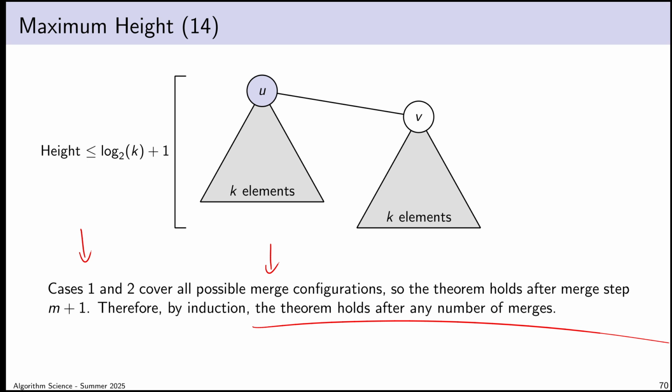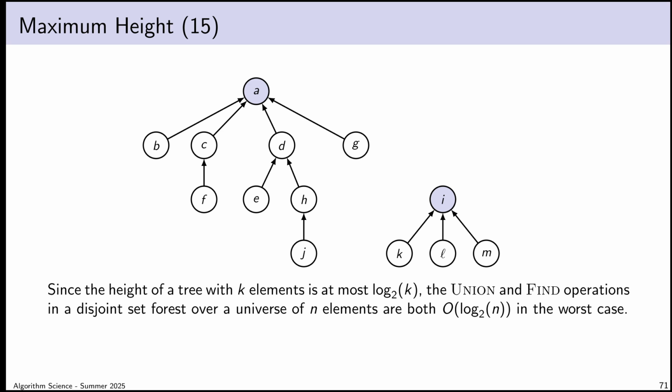So after any number of union operations, the height of each of the trees is at most log of the number of elements in that tree. And that is sufficient for us to assert that if I have a universe of n elements, both my union and find operations are big O of log n in the worst case.